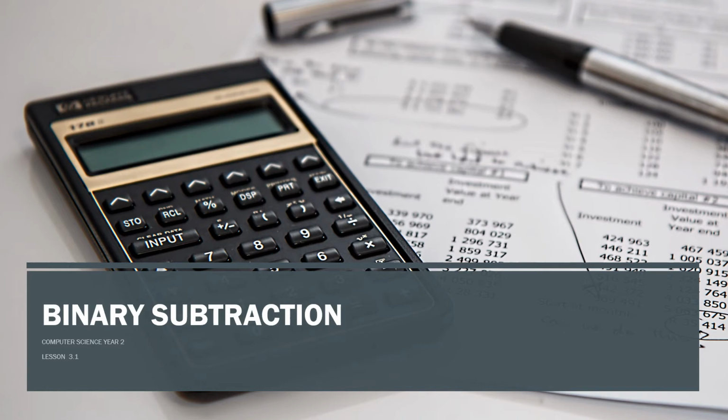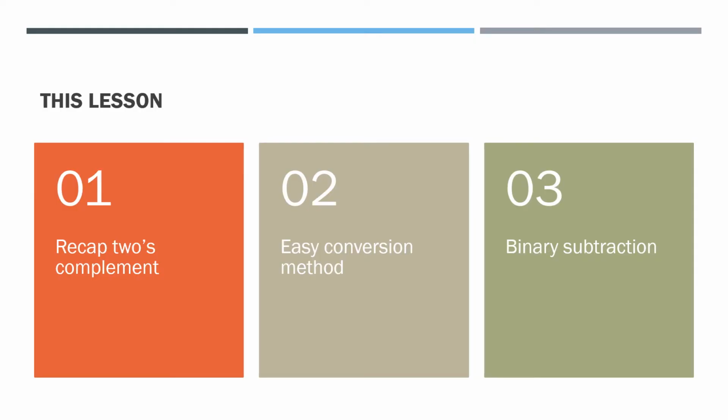In this lesson you'll learn more about 2's complement numbers and how to use them to carry out binary subtraction. We'll recap what we've learned already about 2's complement minus numbers, and we'll learn an easy way of converting any binary number into its negative equivalent. And then we'll use this technique to carry out binary subtraction sums.